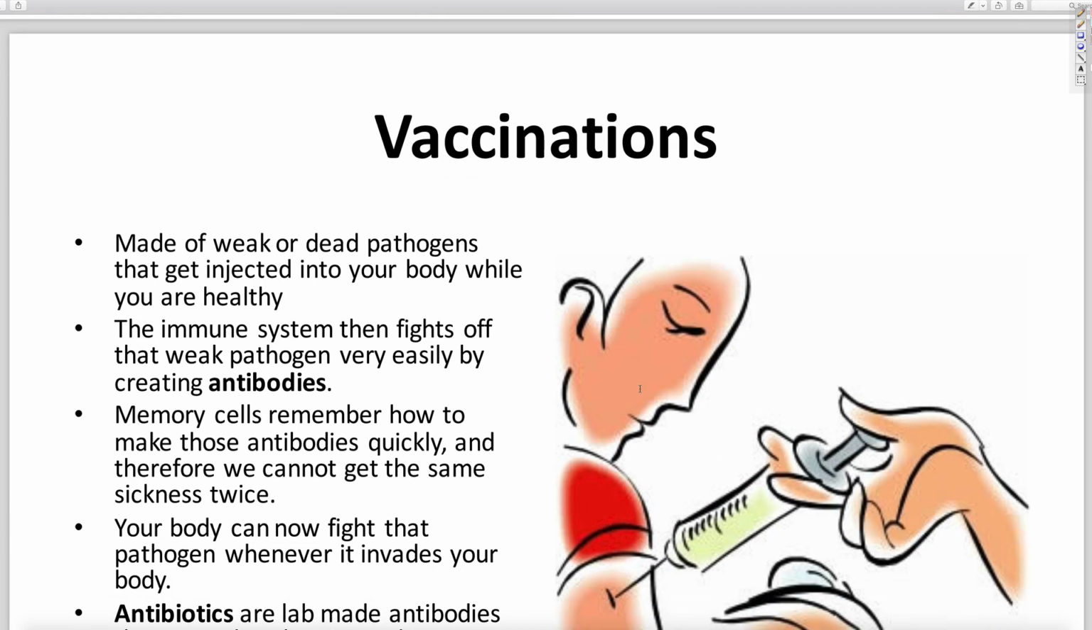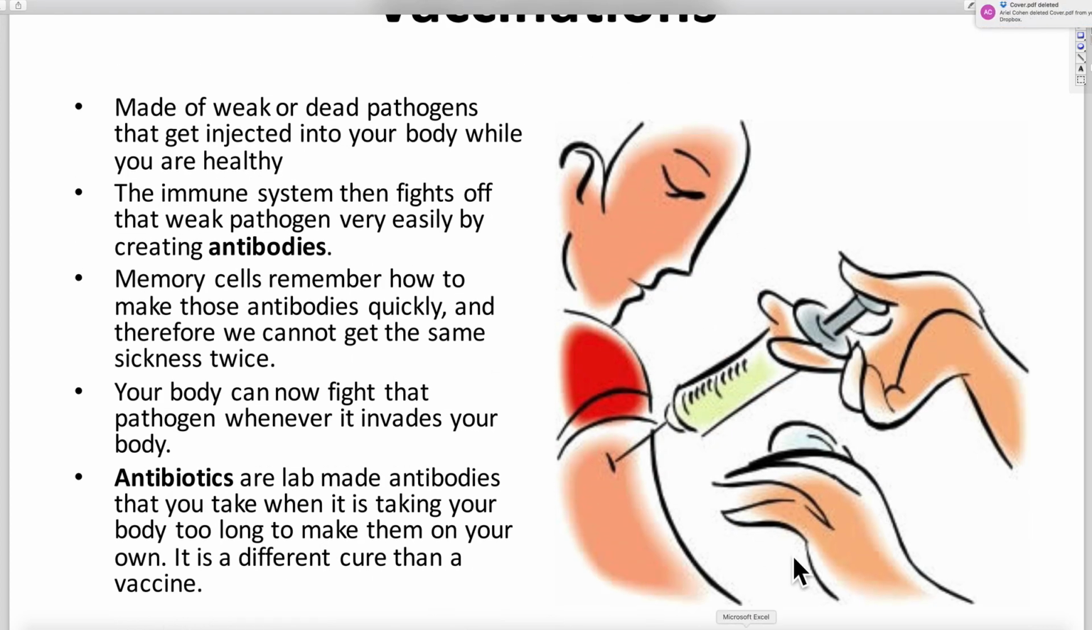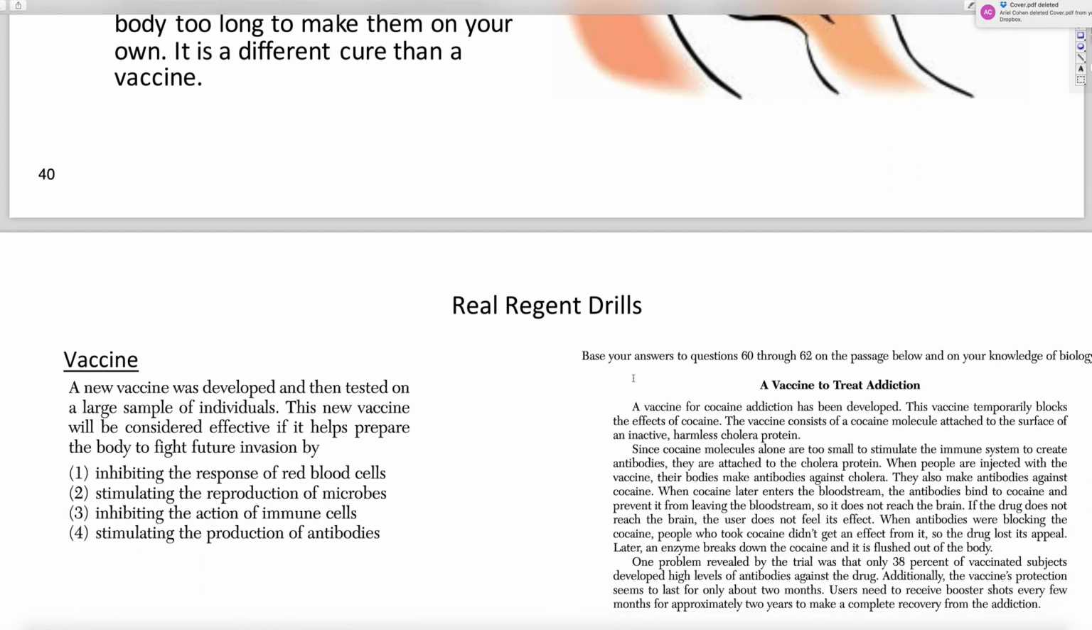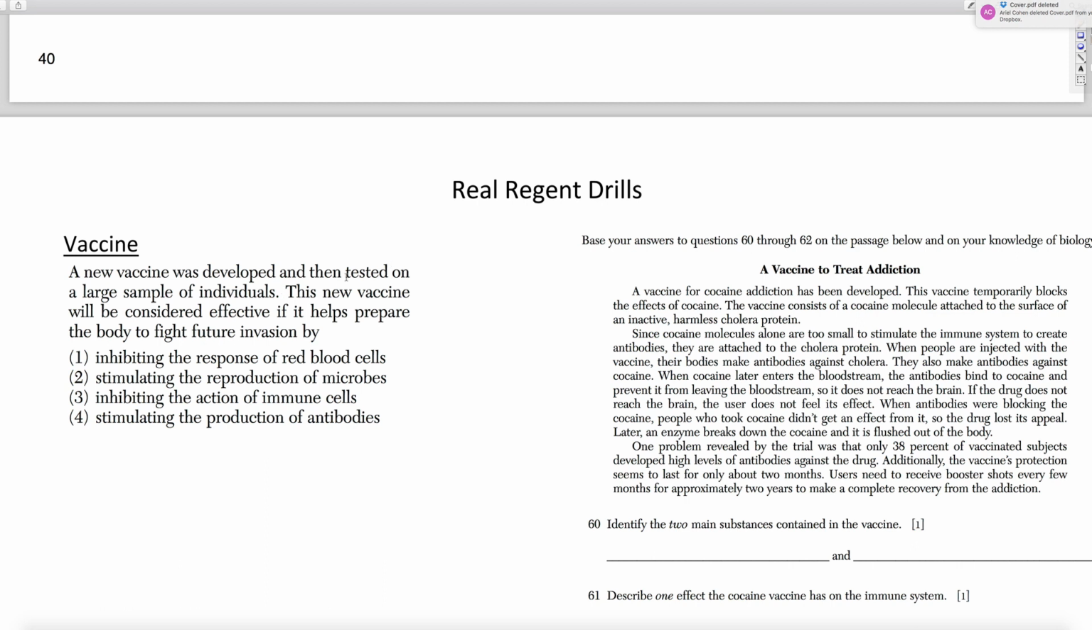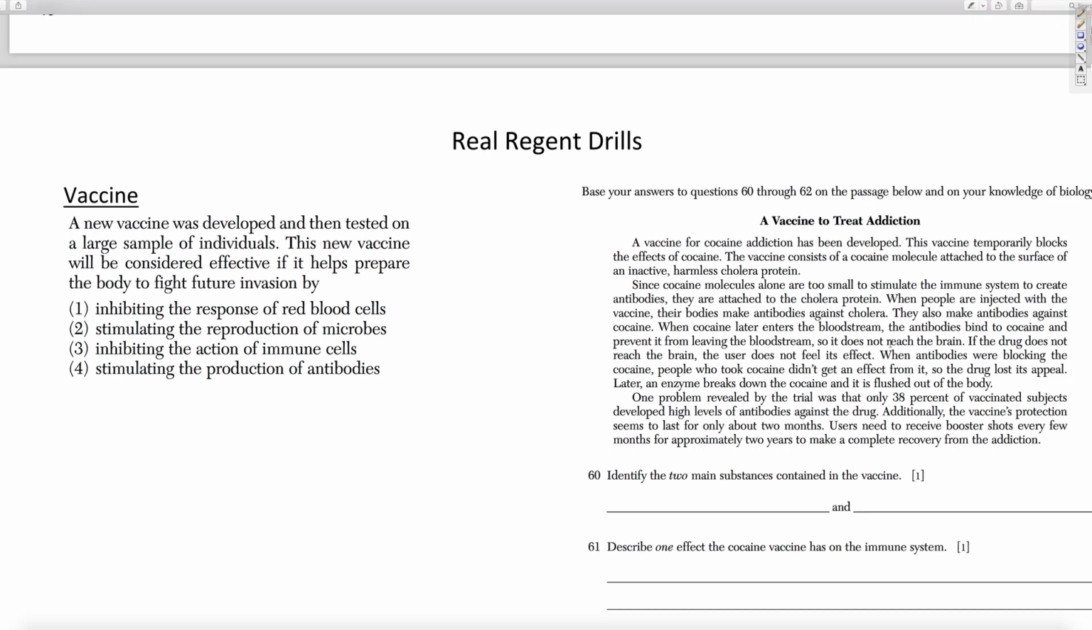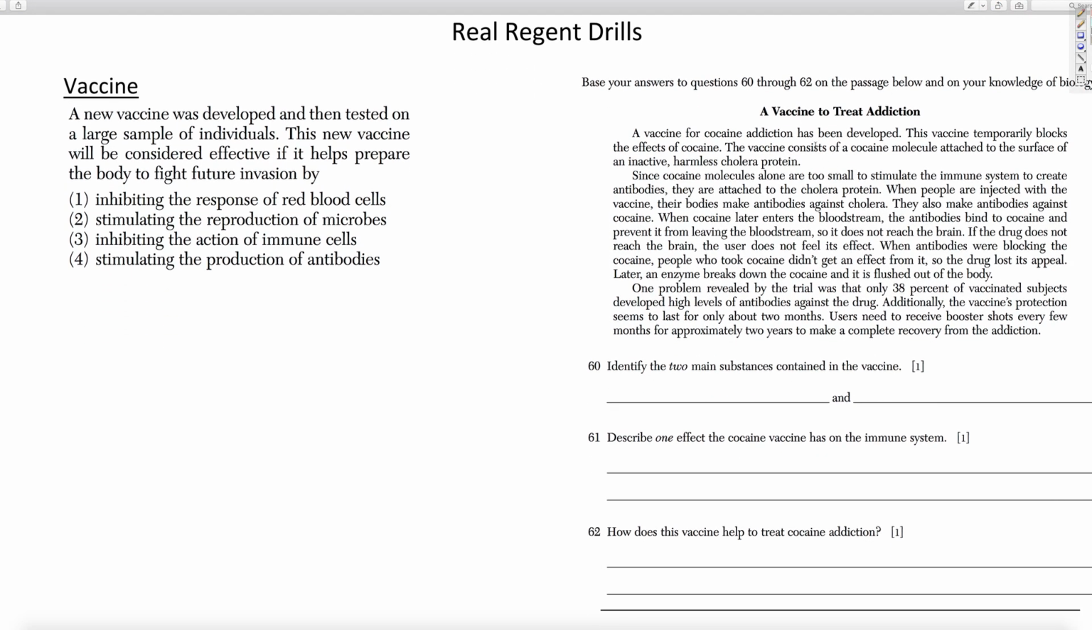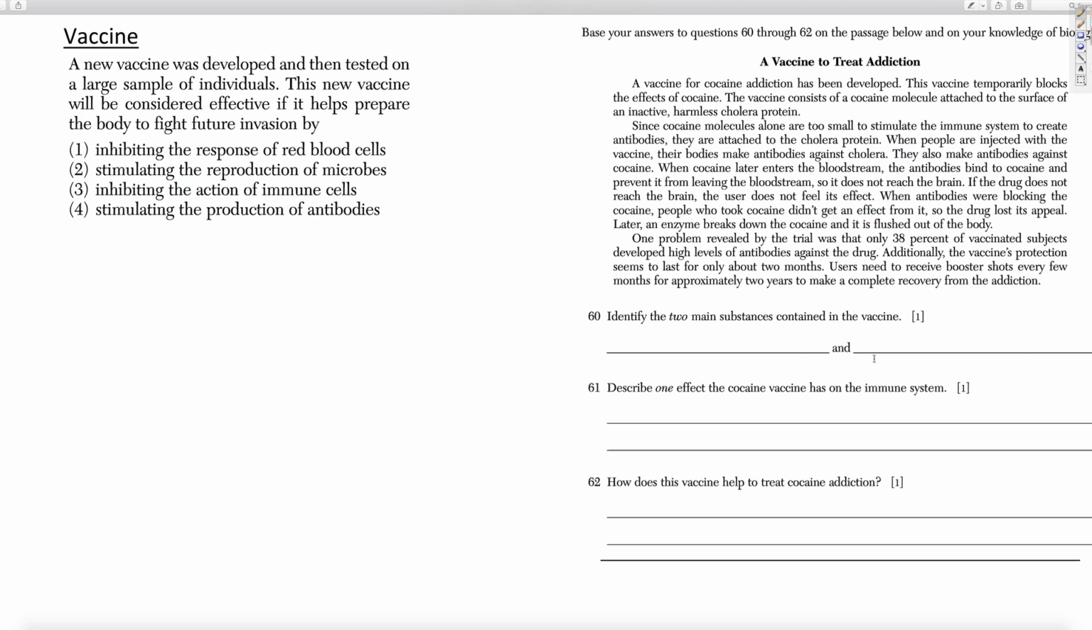Okay. So I guess don't talk about the cures in the beginning, then talk about the cures now. Antibodies versus vaccines, right? A new vaccine that was tested, the new vaccine will be effective if it helps the body by stimulating antibodies. So vaccine codes for the antibodies. And then, you got to read this thing. A vaccine for cocaine addiction has been developed. That's actually pretty interesting. The vaccine temporarily blocks the effect of cocaine. And then, what's the answer to 60? The cocaine substance and an inactive, harmless cholera protein. Yeah, that's it. Okay, good.